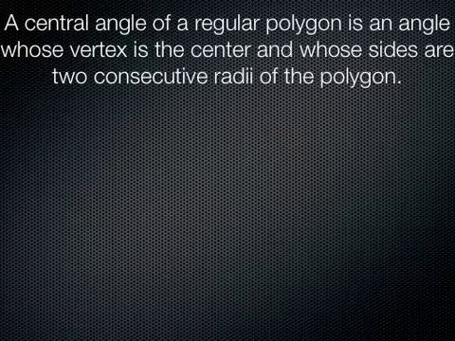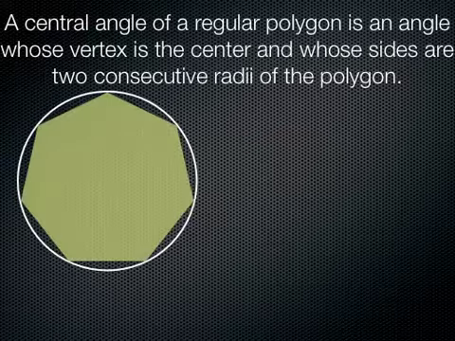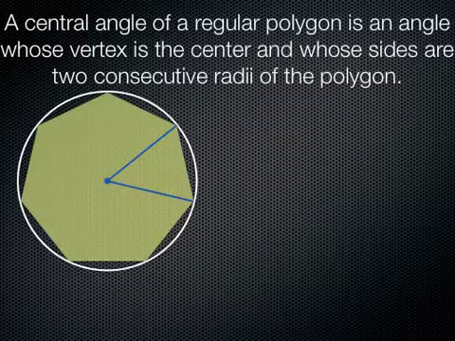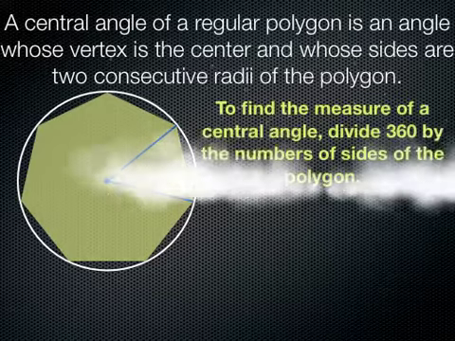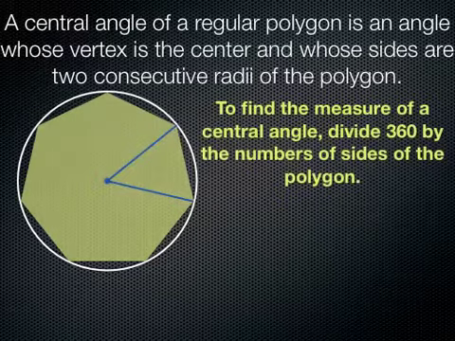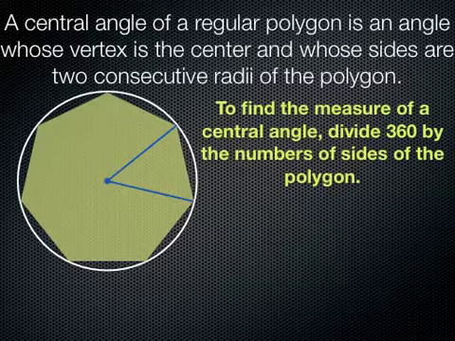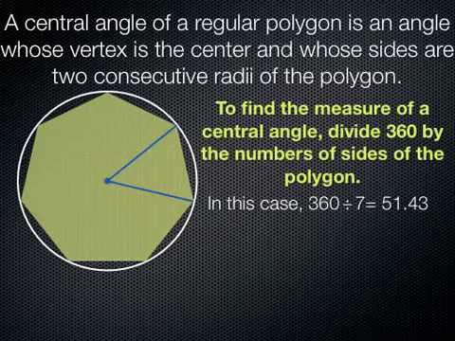A central angle of a regular polygon is an angle whose vertex is the center and whose sides are 2 consecutive radii of the polygon. I'm going to look at my heptagon again. To find the measure of the central angle, you're going to divide 360 by the number of sides of the polygon. So to find the measure of this blue angle, I could take 360 and divide it by 7 because I have a heptagon, and I know that that angle would measure 51.43 degrees.